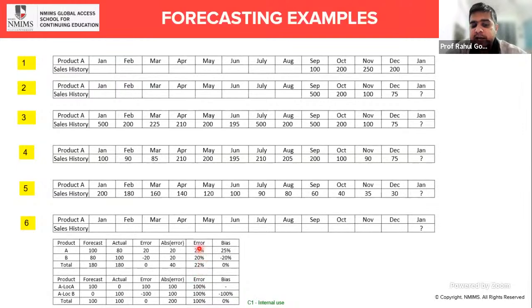In fact, your first item had an error of 25%. While the absolute error in both the cases was 20, the forecast error was higher in case of product A. Why? Because the same amount of error was made on an actual of 80, whereas in the second case, the same amount of error was made on an actual of 100. So as a percentage of actual, the error is less in B and more in A.